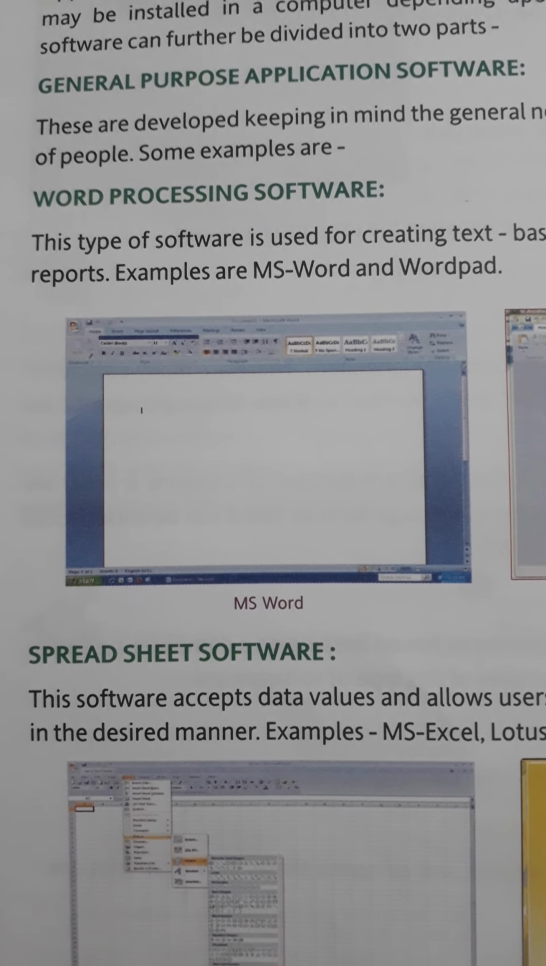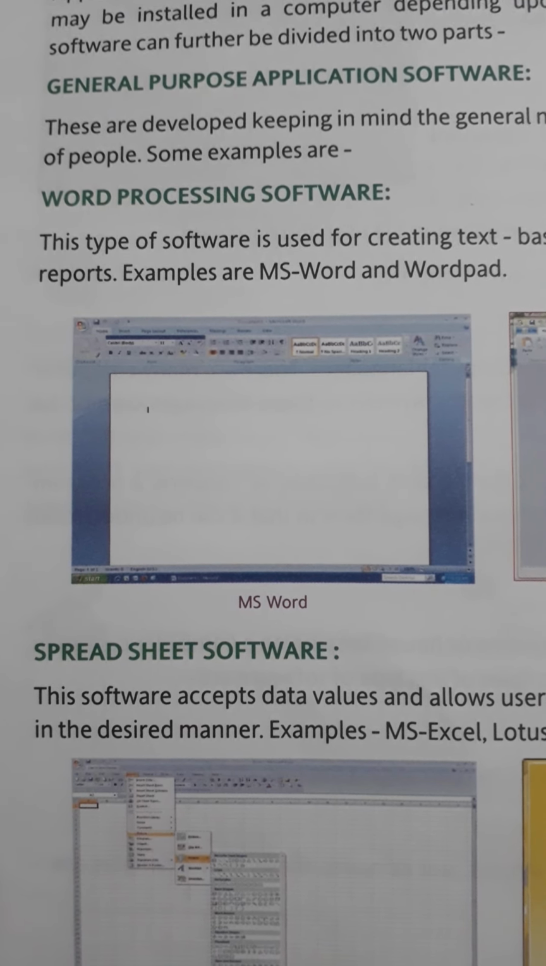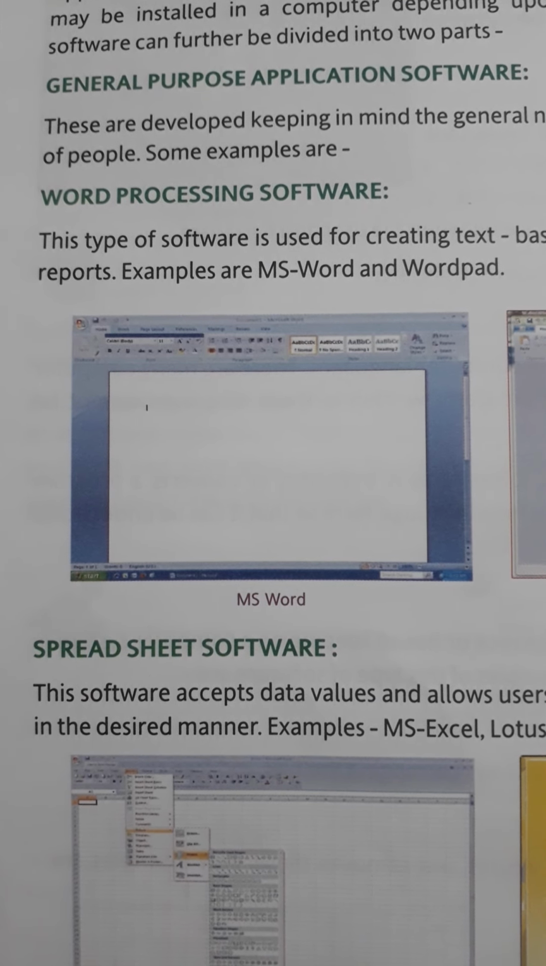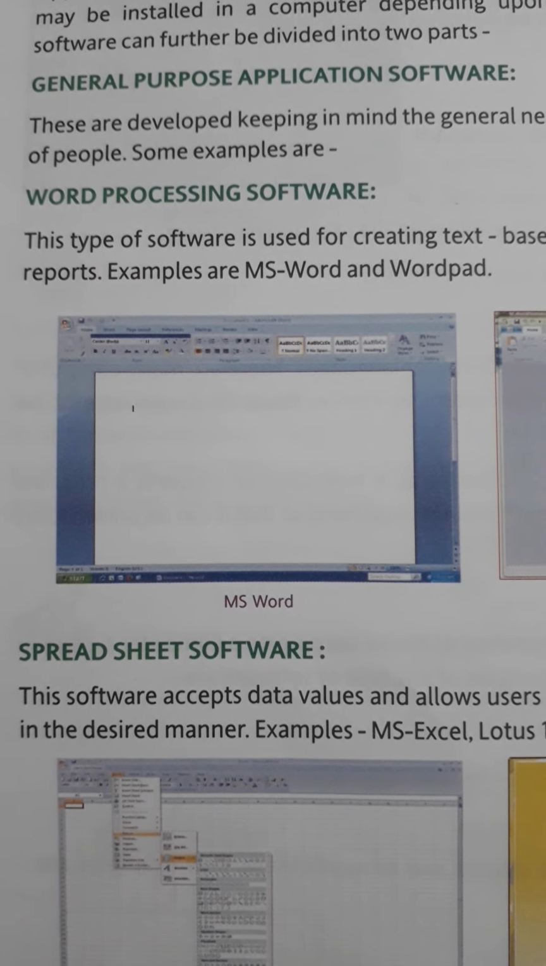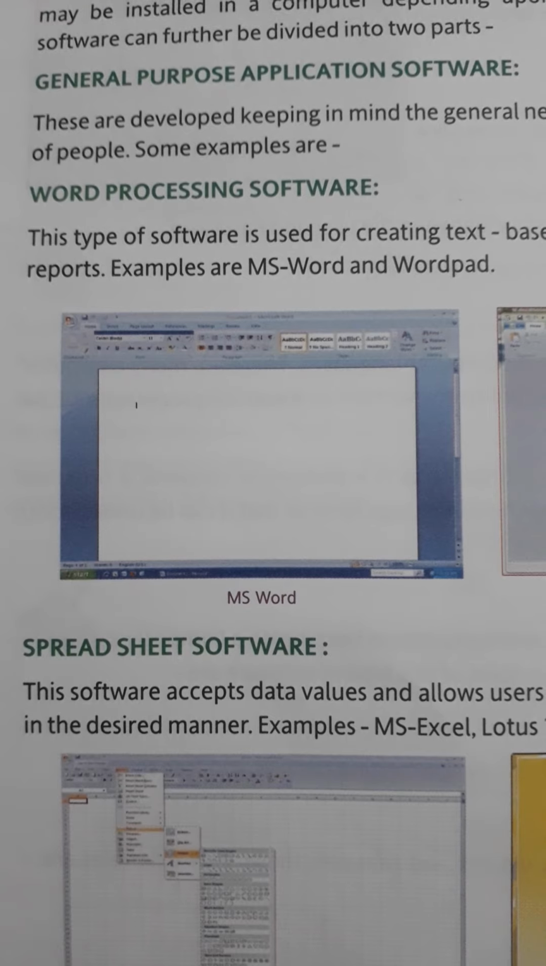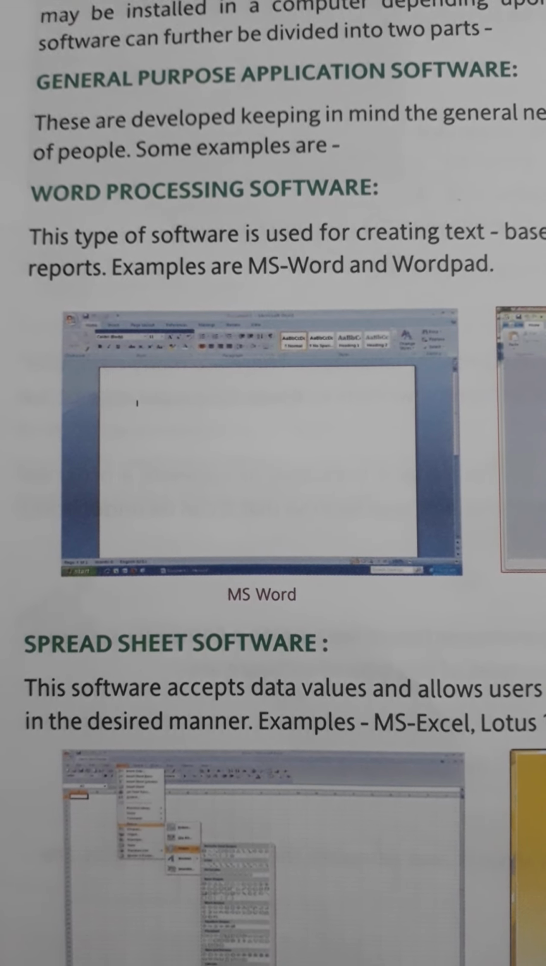Word processing software. If we want to write anything on a computer, like letters, stories, applications, so we use word processing software. MS Word and WordPad are the example of word processing software.